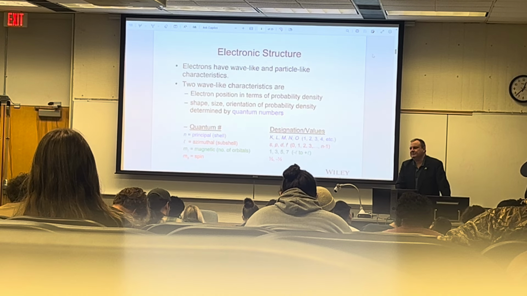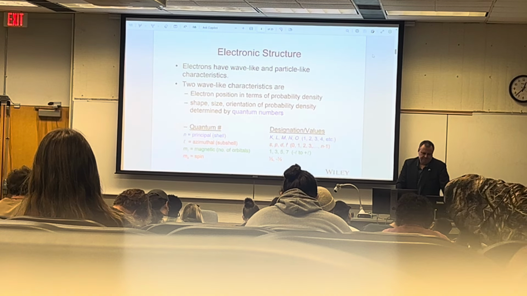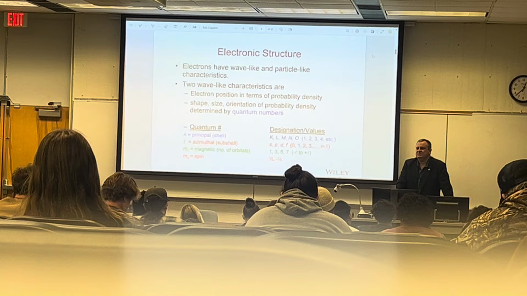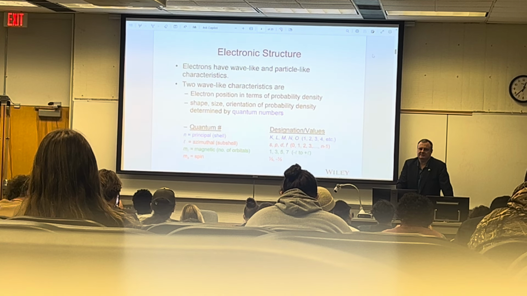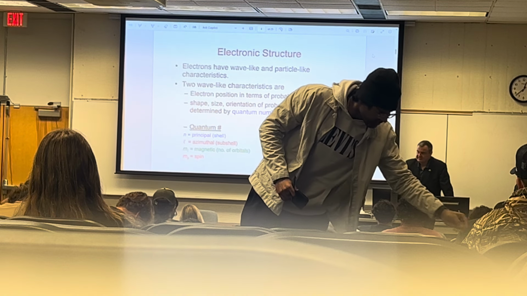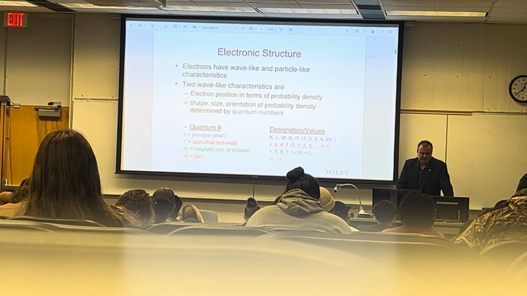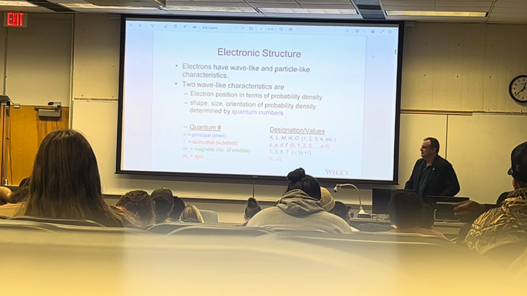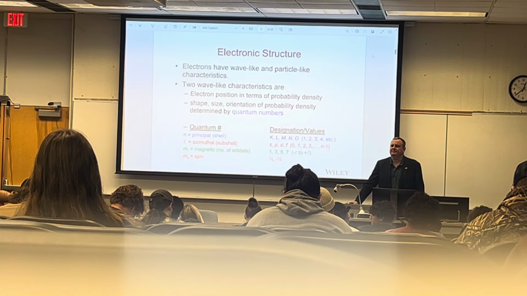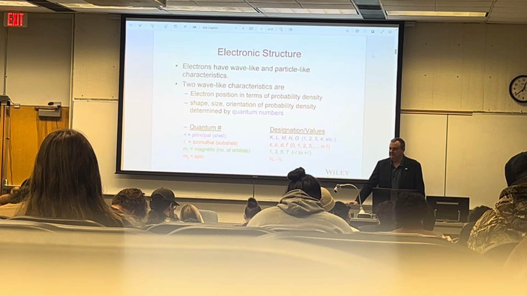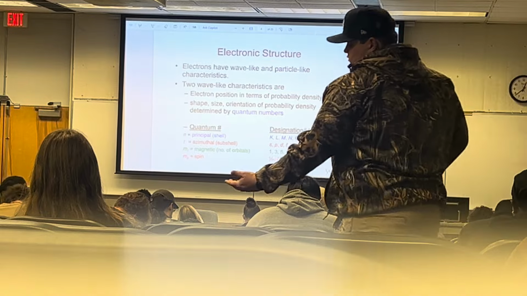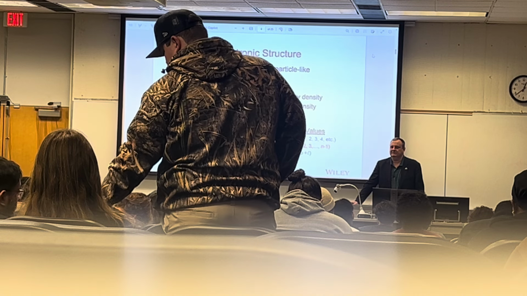So you might have heard in your chemistry class that electrons have dual character. Sometimes they're acting as waves, and sometimes they're acting as particles. That's why there's mass associated with them. So 2 wave-like characteristics are electron position in terms of probability density, because we cannot really know the physical position of an electron at every point in time. So we cannot write the equation of motion. Okay? This is the paradigm of quantum mechanics.